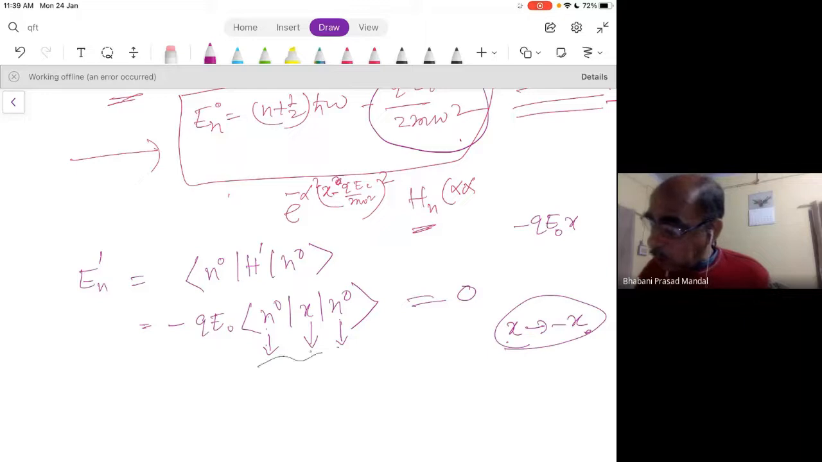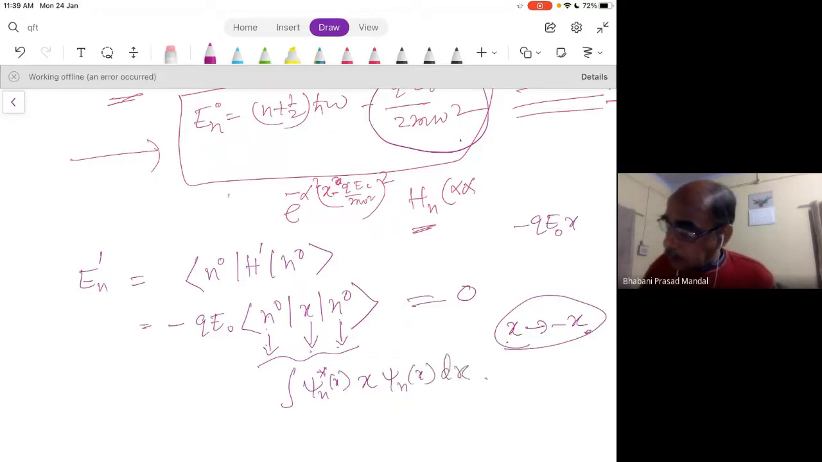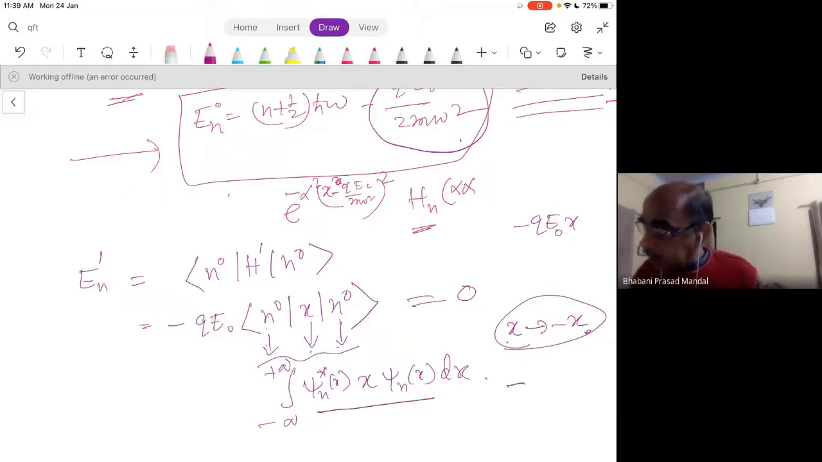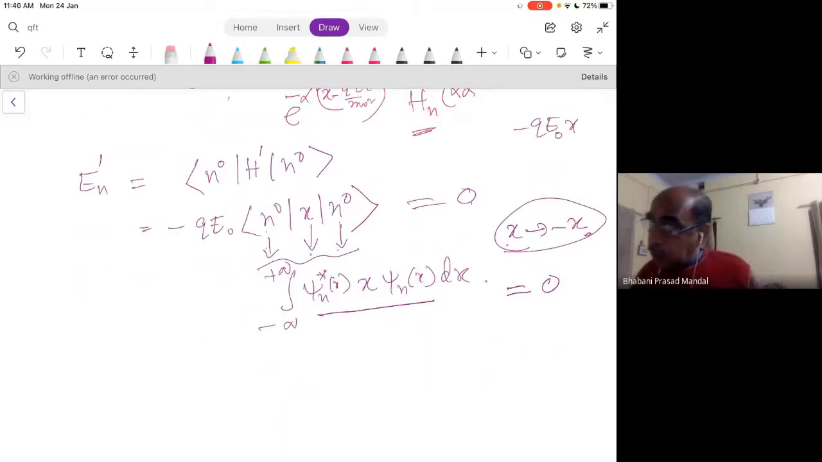So the whole quantity will be negative under x going to minus x, and this is basically the integration of psi n star x times x times psi n x dx from minus infinity to plus infinity. Now if this is an odd function, then this integration is 0. That is that. So this I argued last time. You try to find this argument yourself.